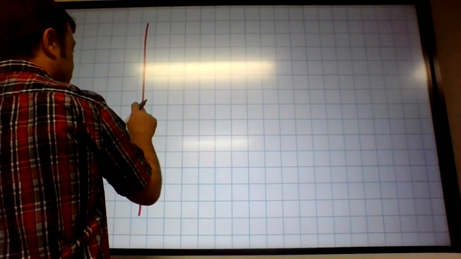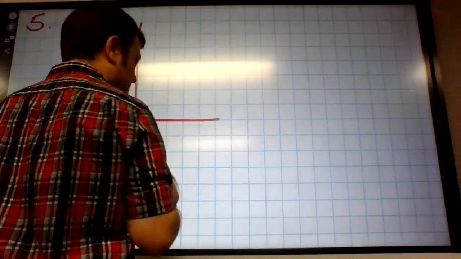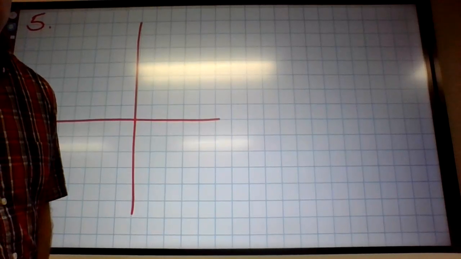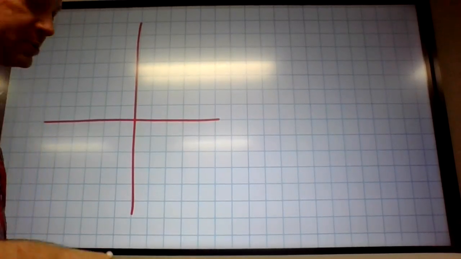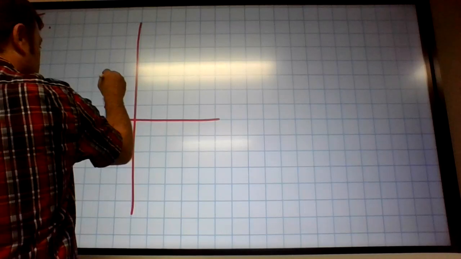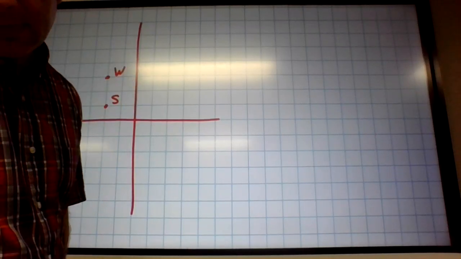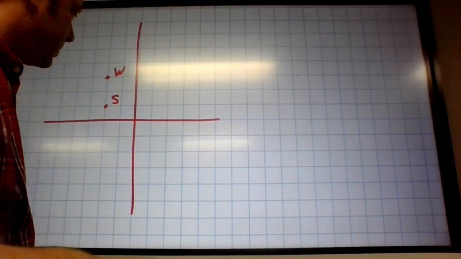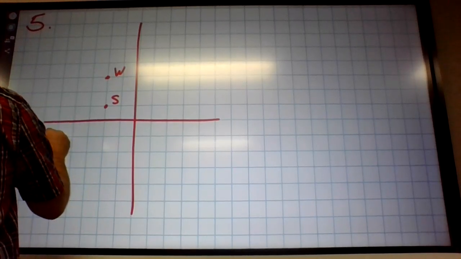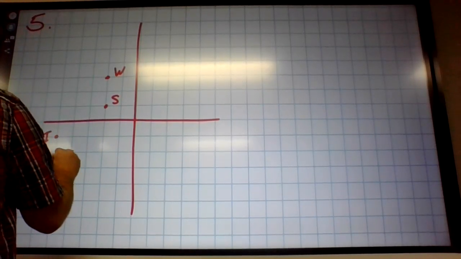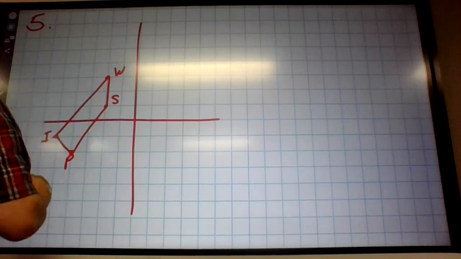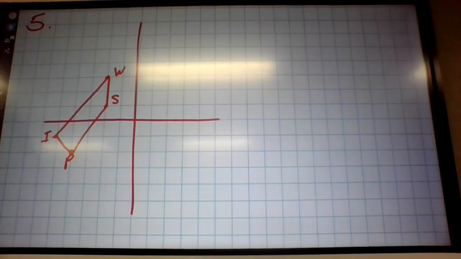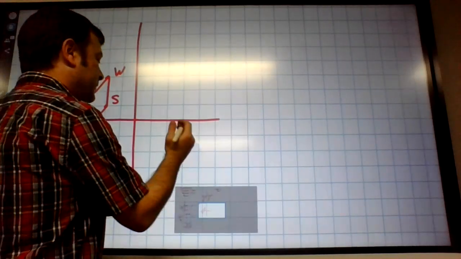Okay. Number 5, we're supposed to reflect across the line x equals -3. I'm going to draw this real quick. S -2, 1. W, I, P. Okay. Where is the line x equals -3? A vertical line at -3 on the x-axis.